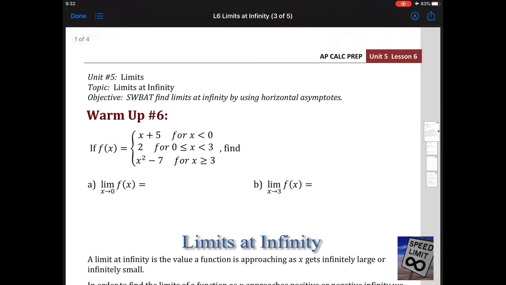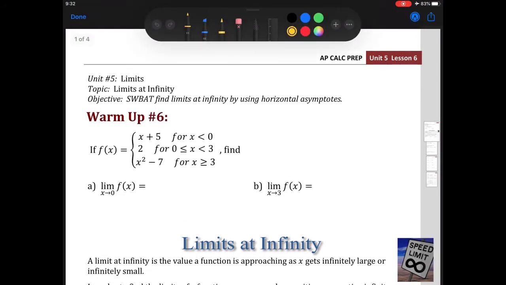oh, my pen. I don't know where my pen went. Hold on. It's right here. Okay, so it says x of 0.